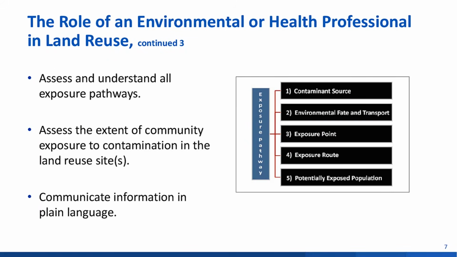An environmental or health professional can assess and understand all exposure pathways. The image on the right shows the 5 elements of an exposure pathway. Health assessors need to examine these following 5 elements. 1. Contaminant source. Where did the contaminant come from? In this case, it was a spill.